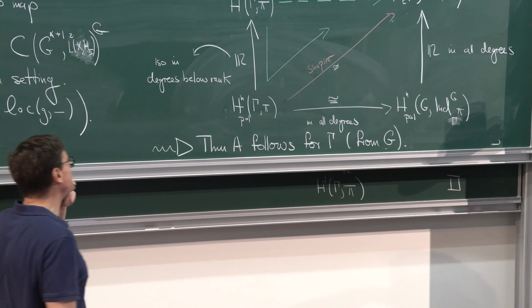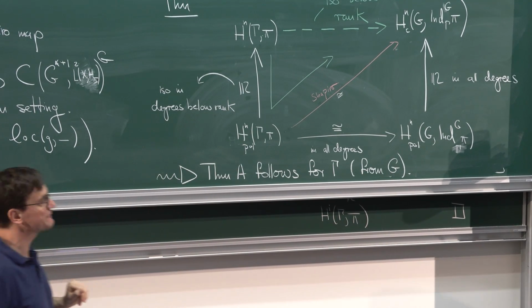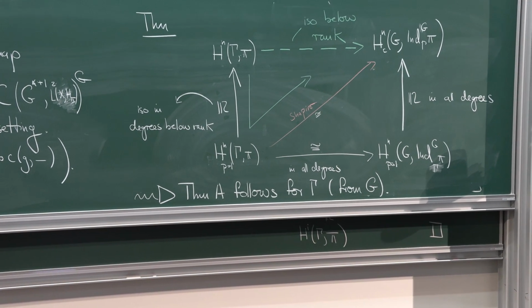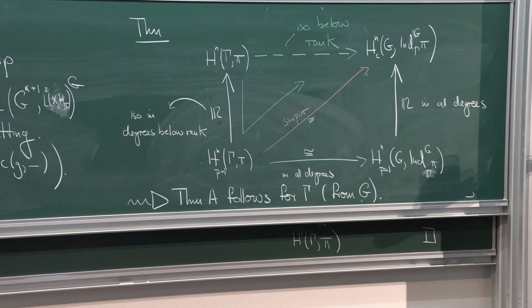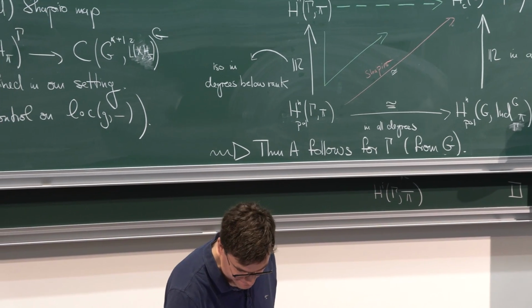So what we have to understand is, where does this come from? Why is there an isomorphism from the polynomial cohomology to the ordinary cohomology? And this has a geometric reason.